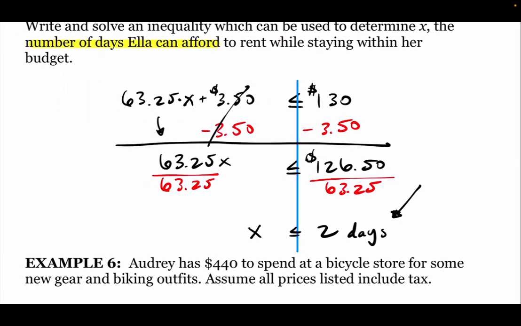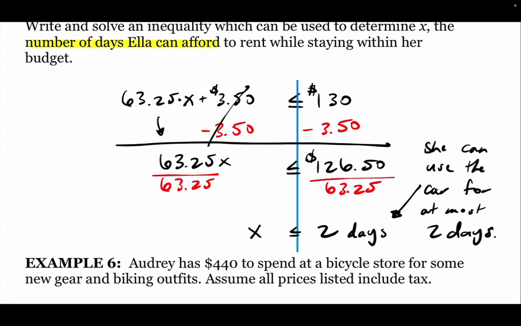So our explanation: she can use the car for at most 2 days. Can she go over that? No, not without paying more. Can she go under? Yeah. If she returns the car in a day, she doesn't go over her budget.